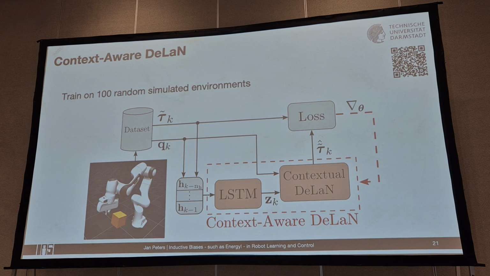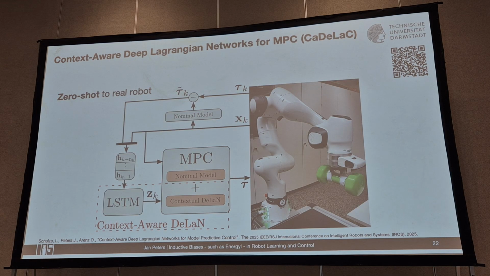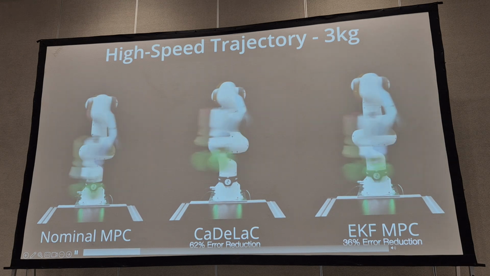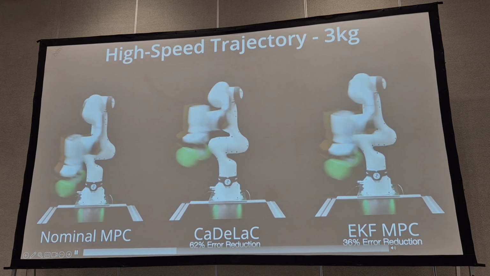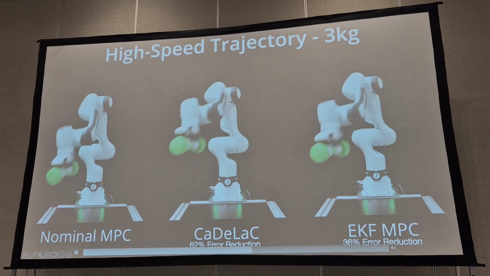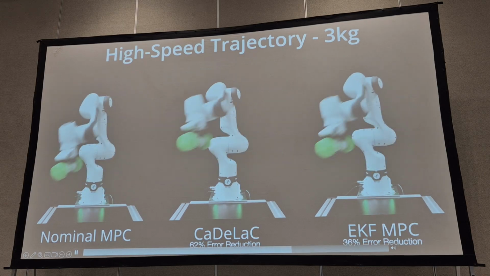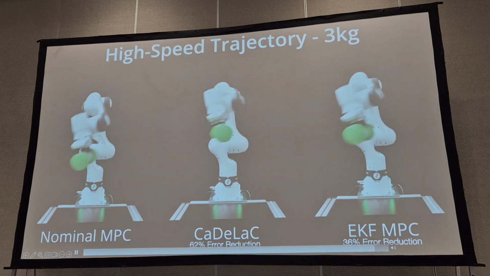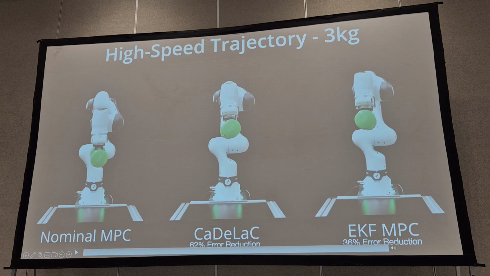And Lucas first tried this in simulation, and it worked out there, and then it actually transferred zero shot also to the real system, where here you see these dumbbells are not perfectly connected. Here you see the performance of the nominal MPC as well as his Cadillac architecture, and in comparison an EKF, extended Kalman filter, with the MPC, and the tracking error is significantly less with the Cadillac architecture based on the Lagrangian neural networks.